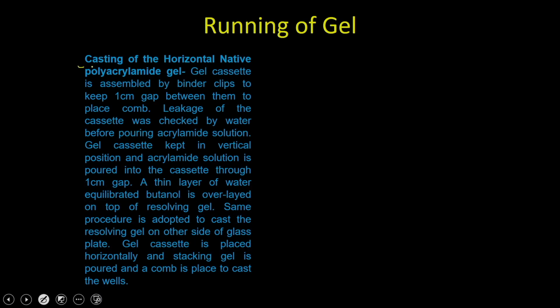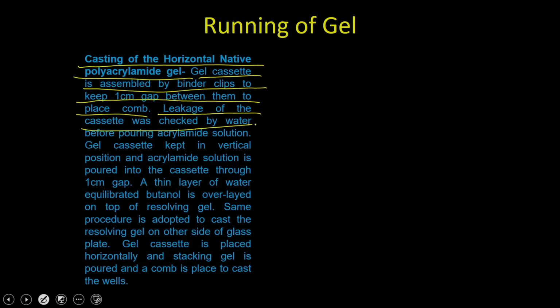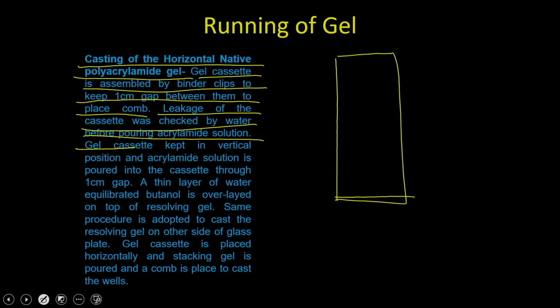The casting of the horizontal native acrylamide gels. The gel cassette is assembled with binder clips to keep a 1 centimeter gap between them to place the combs. The leakage of the cassette is checked with water before pouring the acrylamide solutions. So, you have a main plate with foam at the bottom and the top. This is plate number 1. First you put plate number 2, put the clips on both sides, and then you pour the liquid.